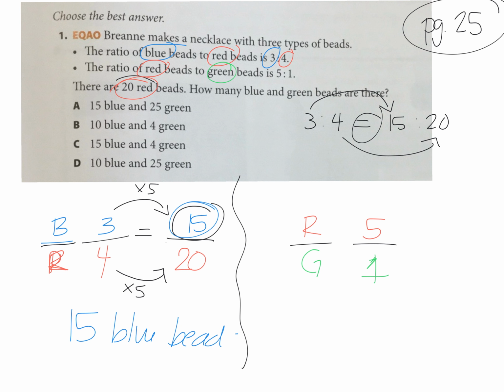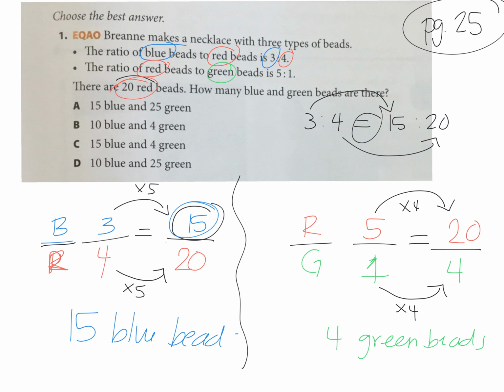Okay, so now you tell me how many green beads are there. There are 20 red beads. 5 times what is 20? So what do we do here to the denominator? So how many green beads are there? So there are 15 blue beads and 4 green beads. What's the correct answer? A, B, C, or D? C.